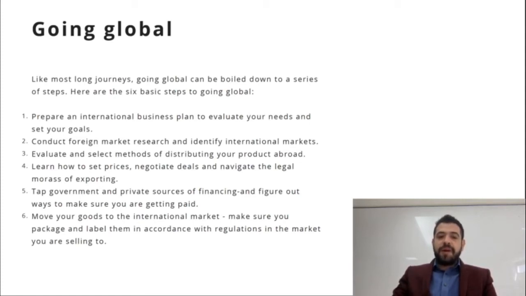Learn how to set prices, negotiate deals, and navigate the legal morass of exporting. Tap government and private sources of financing and figure out ways to make sure you are getting paid. Move your goods to the international market. Make sure you package and label them in accordance with regulations in the market you are selling to.